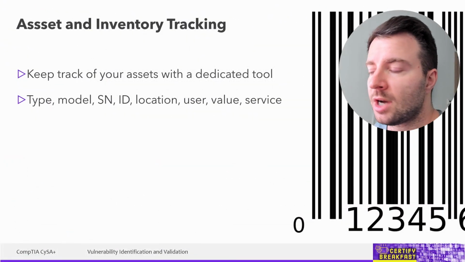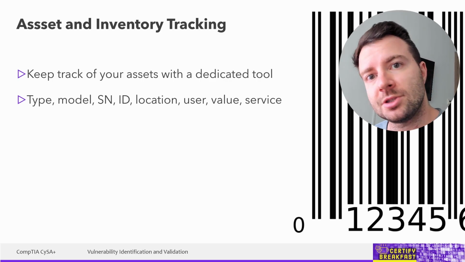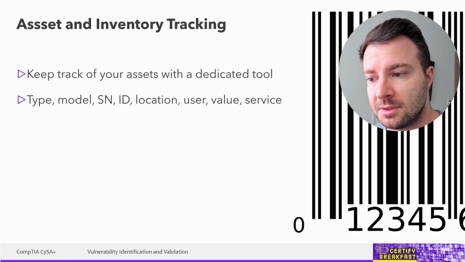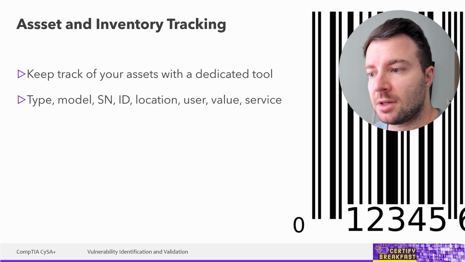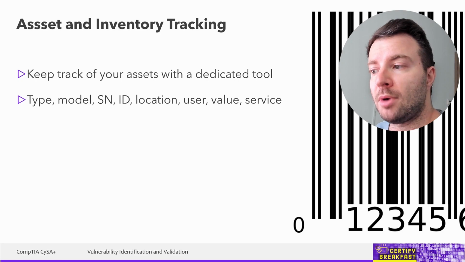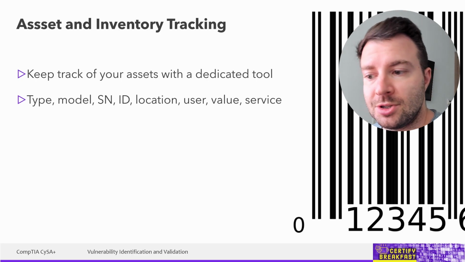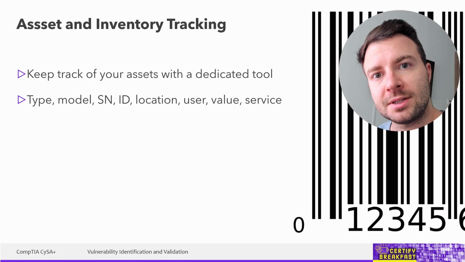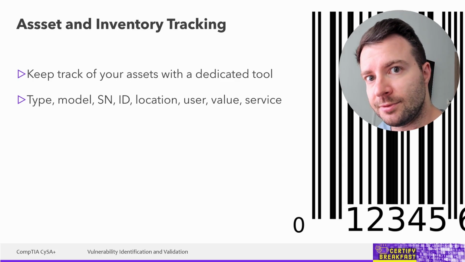Things like the type of the device, the model of the device, the serial number, maybe even the internal ID if you have an internal database that keeps track of those devices, where it is located, which user is currently using that device, or who does that device belong to, what's the monetary value, how much did it cost, and of course any service information as well, because at some point you might need to fix that device or replace it, and you should quickly be able to identify the point of contact from the vendor or the reseller that can replace that device for you.